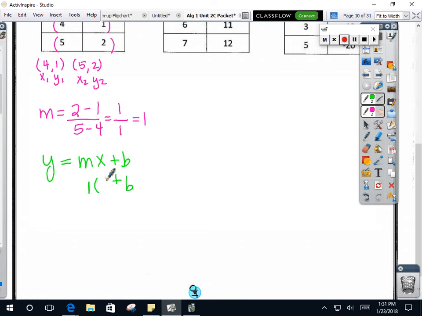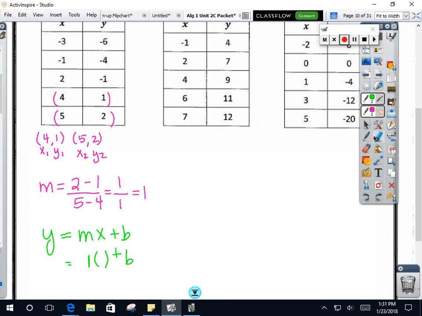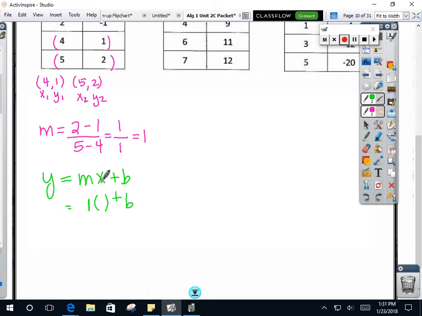We don't know the b, that's what we're trying to figure out. We have an x and a y value, okay? We have lots of x's and y values, so you choose which one you want to work with, and it can be one of the ones you already chose to do your slope. So out of this table, which x and y do you prefer to use? Okay, if you use 4 and 1, 4 is the x, so it gets plugged in right here for x, and then 1 is the y, so it goes in the place of y. Then all you have to do is simplify and get b by itself.